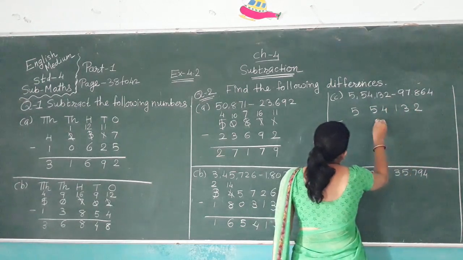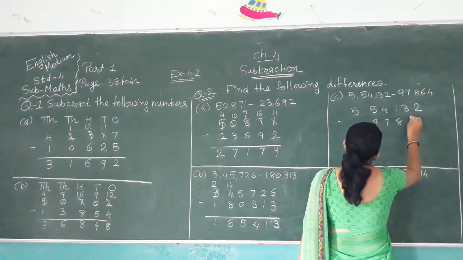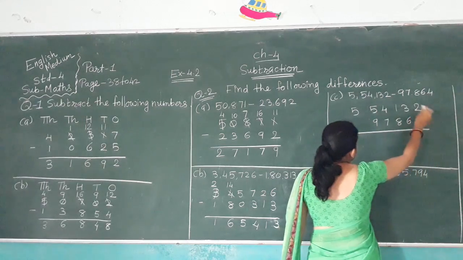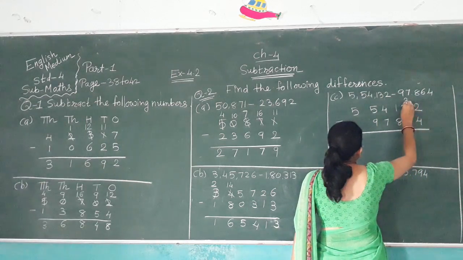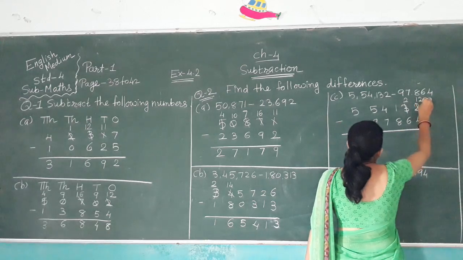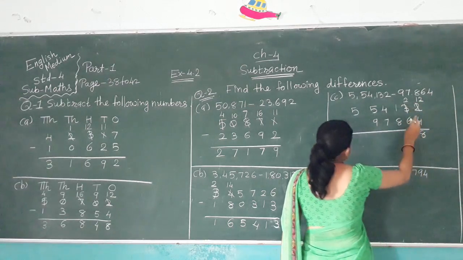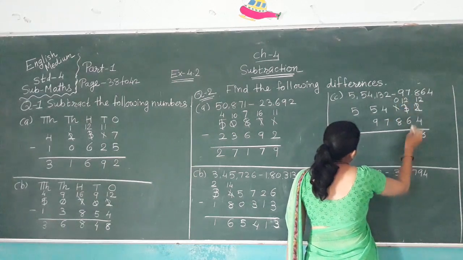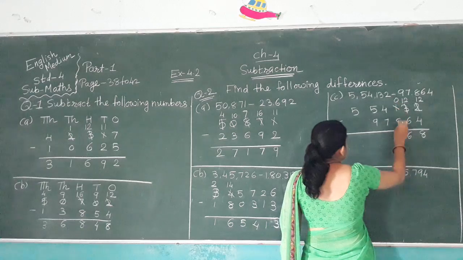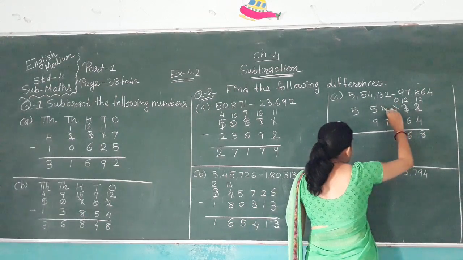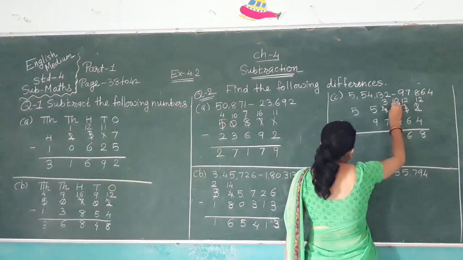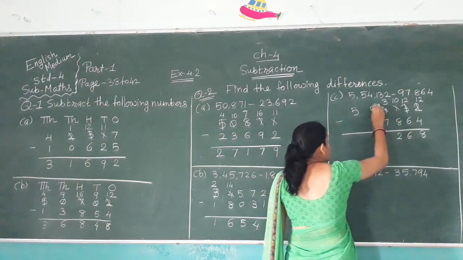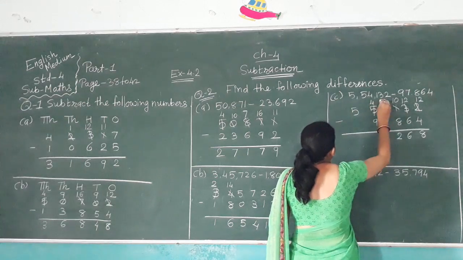5,54,132 minus 97,864. 2 minus 4. It's not possible. Cut here 3, right here 2. Here 12. 12 minus 4, 8. 2 minus 6. It is also not possible. Cut here 1. Right here 0, here 12. 12 minus 6, 6. Again 0 minus 8, not possible. Cut here 4, right here 3, here 10. 10 minus 8, 2. 3 minus 7, it not possible. So cut here 5, right here 4, 13.